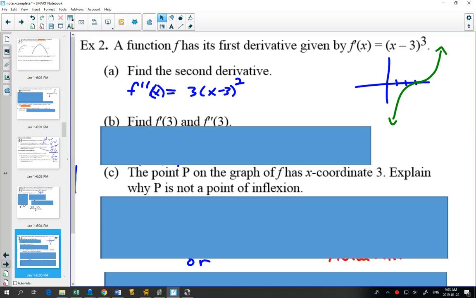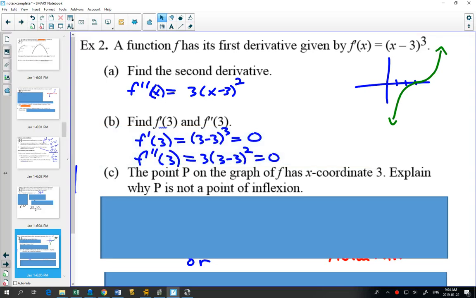The function has its first derivative, x minus 3 cubed. Find the second derivative, which is just taking the derivative of that first derivative. Find f prime of 3 and f double prime of 3. So we plug in 3 into the first derivative, we get 0. We plug in 3 into the second derivative, we get 0.